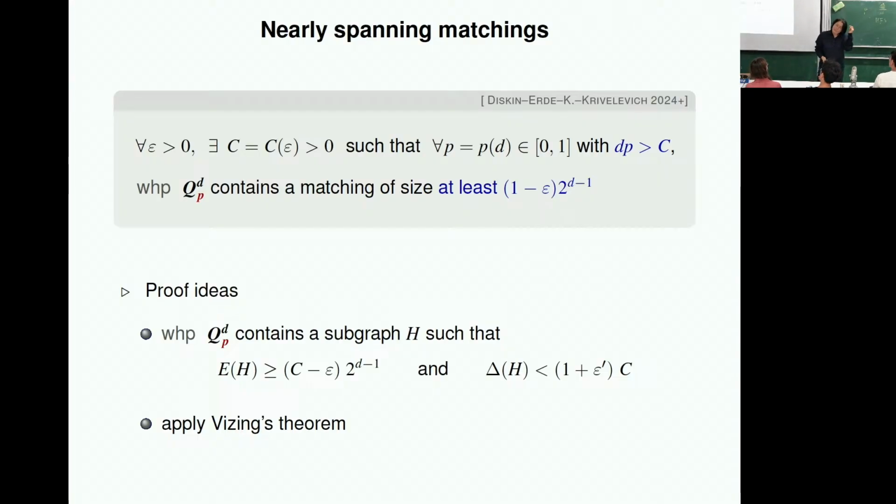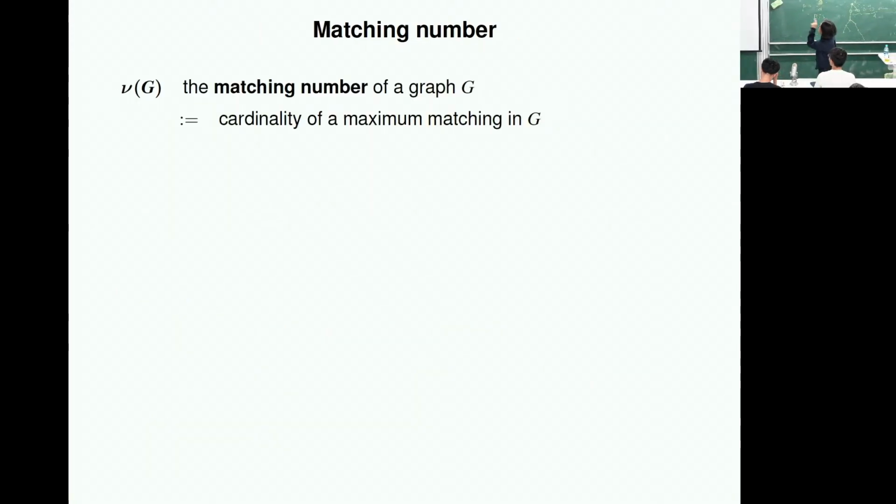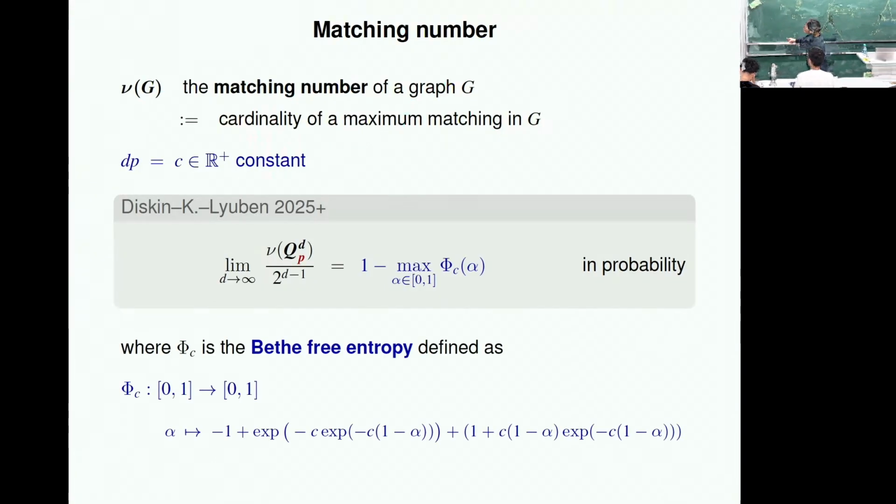Now, you look at an arbitrary constant, like even 1 or even 1/2, C, average degree. Can you say something about the cardinality of the largest possible matching, the so-called matching number? Matching number is also one of the quantities studied a lot by Karp, Sipser and so on in the random graph. What we could proudly say is that the matching number divided by 2 to the d minus 1, which is the size of the perfect matching, since the number of edges in a perfect matching is 2 to the d over 2.